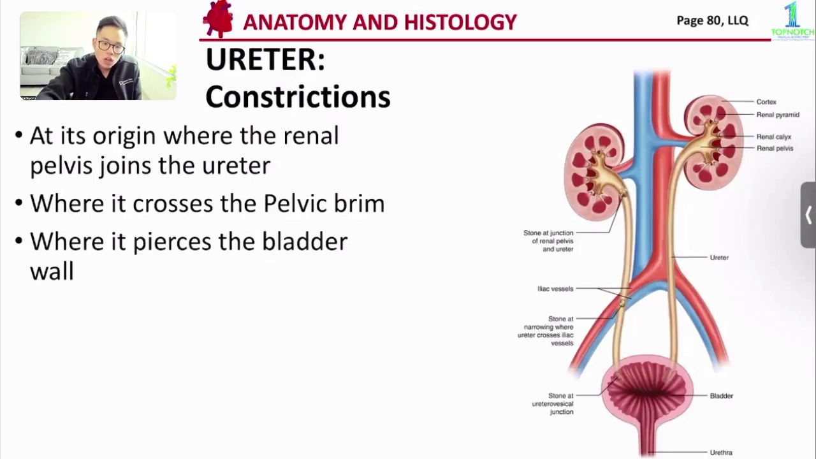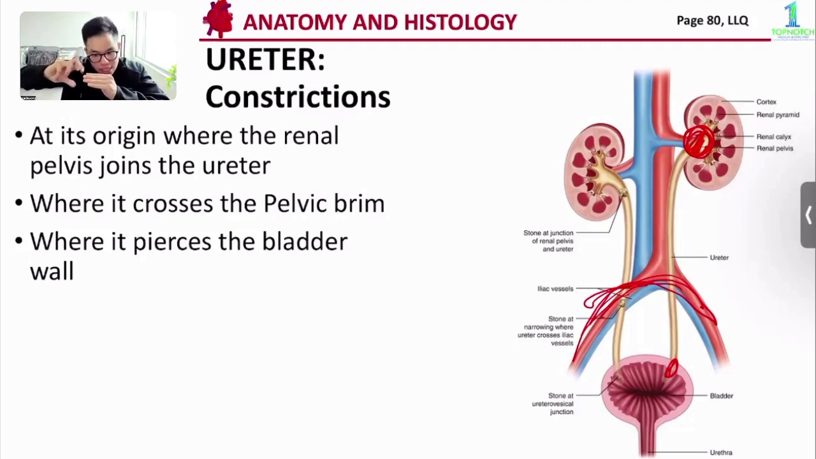Okay, so there are 3 constrictions for the ureter: at its origin from the renal pelvis, meaning right over here where I'm highlighting, then as it crosses the pelvic brim, so that's one constriction, and the other as it pierces through the bladder wall. And the reason why piercing the bladder wall is problematic is because there is an oblique entrance to it, and therefore you would have somewhat of a stasis there.